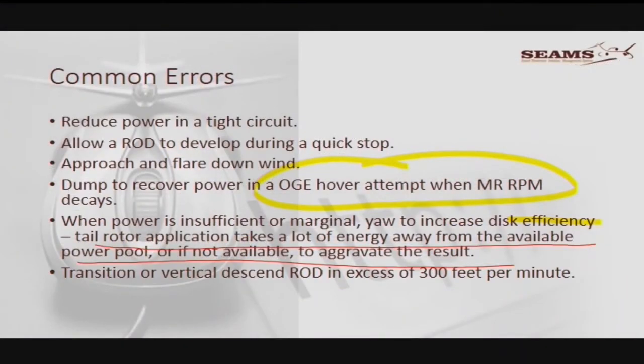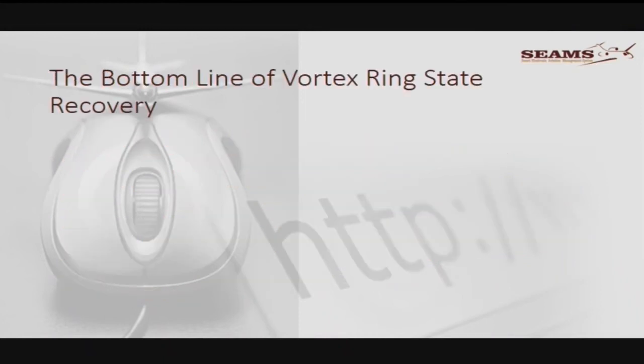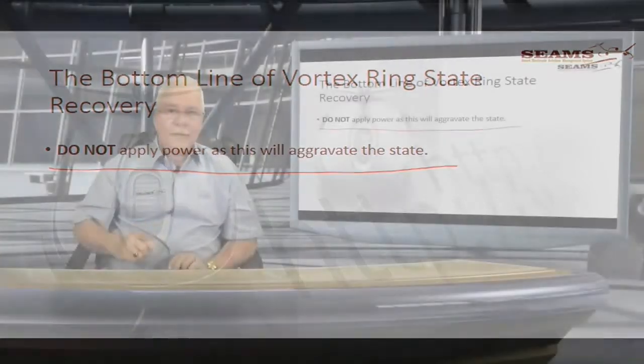Transitional vertical rate of descent in excess of 300 feet. Now we know that, and if you ignore the wind, you're an idiot for starters. The bottom line of vortex state recovery is the following. Do not apply power, as this will aggravate the state.